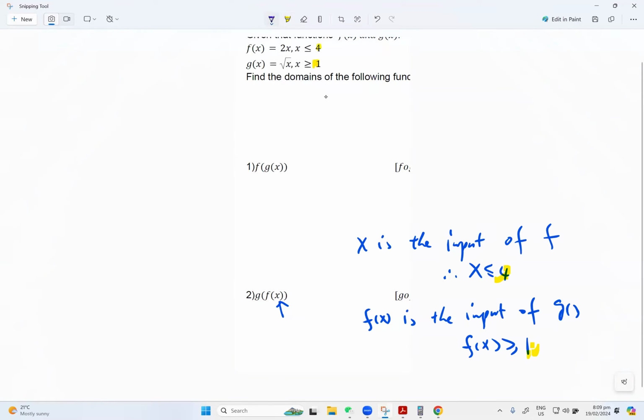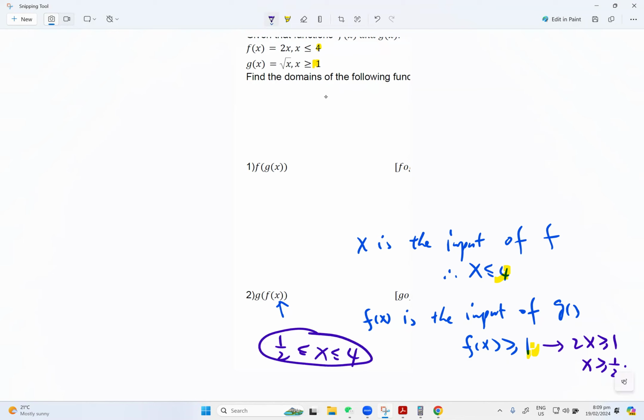Okay, next one. This one just gave you 2x bigger than or equal to 1, x bigger than or equal to half. Therefore, the answer is x between half and 4: less than or equal to 4, bigger than or equal to half.